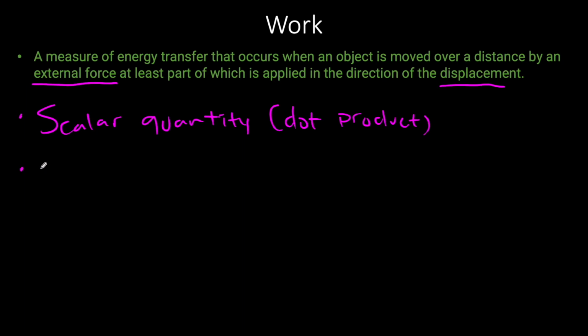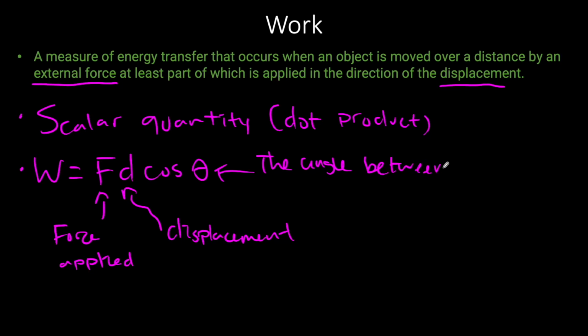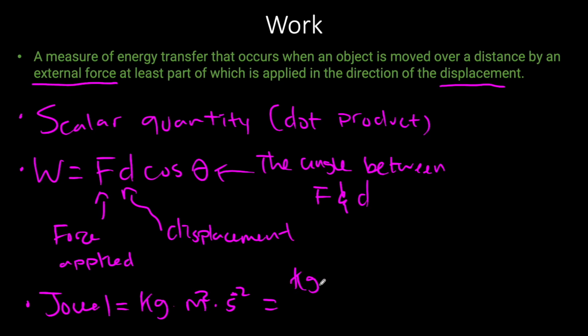And the formula to calculate work is this, where F is the force applied, D is the displacement traveled by the object, and theta is the angle between F and D. And work has an SI unit of joule, which is equal to kilogram times meter squared over second squared. So let me write this. This is the SI unit. You will see why the base unit is the following when we talk about kinetic energy.